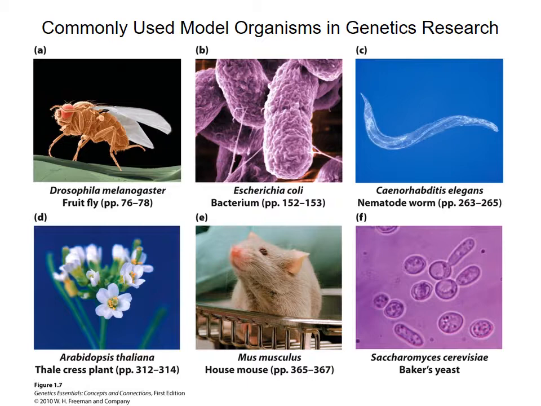You could add a few more. There could be maize, corn would be maybe number 7, or maybe a zebrafish, but these are a good solid 6 model organisms that scientists wouldn't argue with, that have been used heavily and are the 6 that we're going to highlight throughout the course.